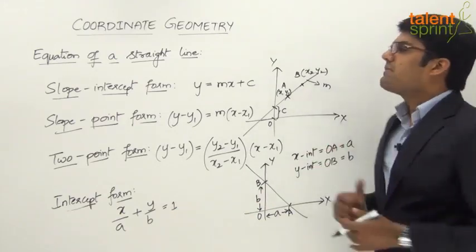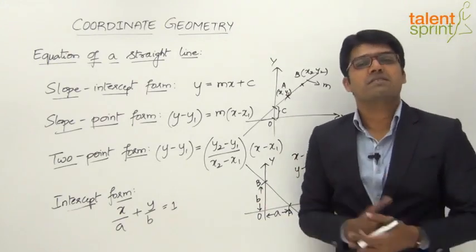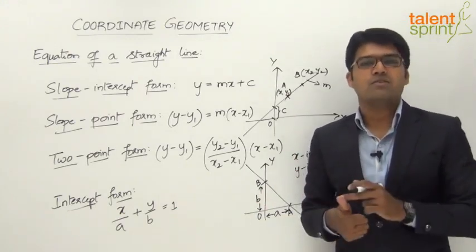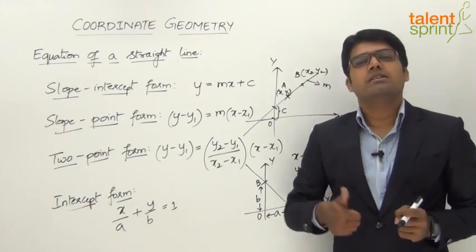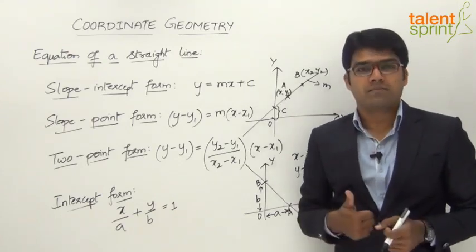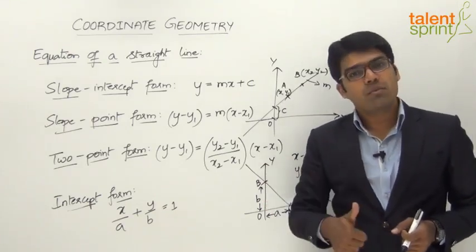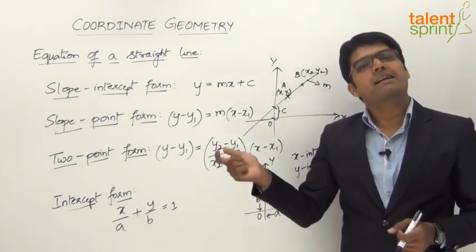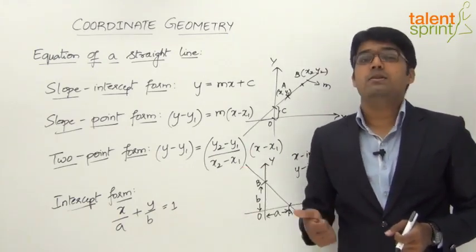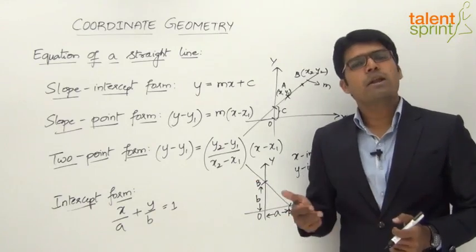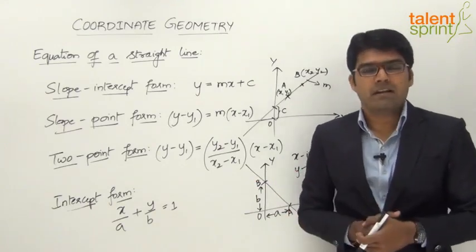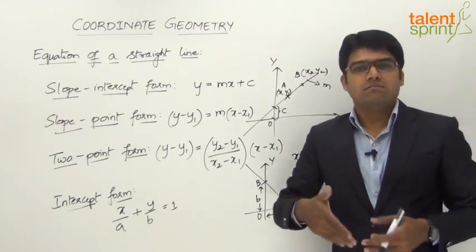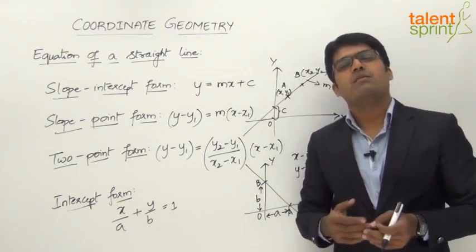So these are the different forms of equations of a straight line. Slope intercept form, where the slope and intercept are given, can be taken as y equals mx plus c. The slope point form, where the slope and a point are given, can be taken as y minus y1 equals m into x minus x1. 2-point form, where 2 points are given, right? 2 points and the coordinates for both the points, x1 y1 and x2 y2.